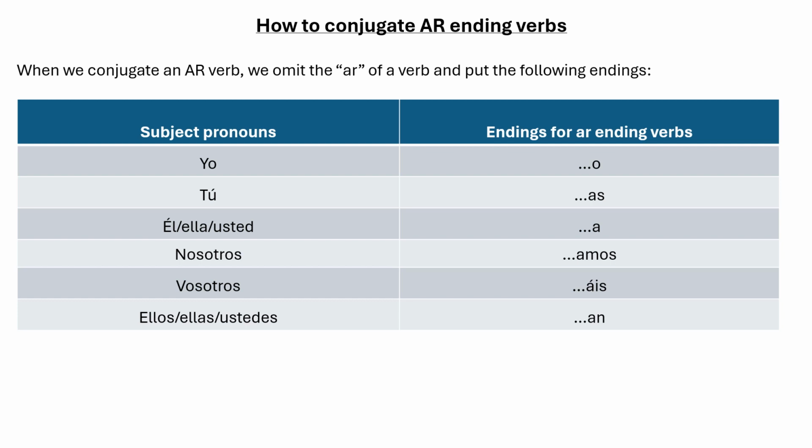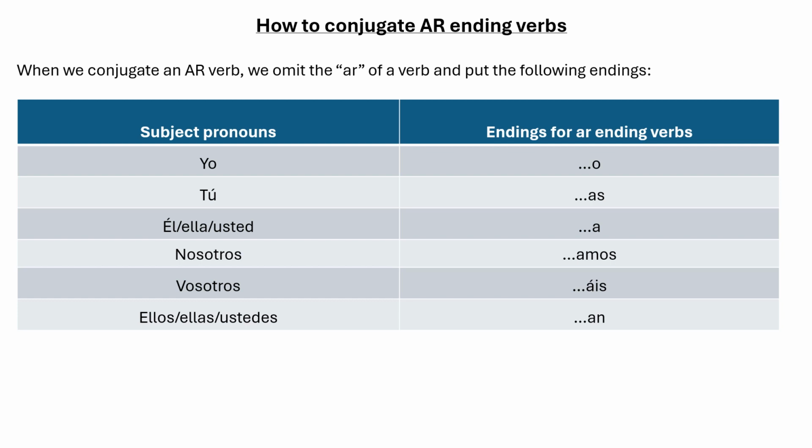For tú, we will write AS. For él, ella, usted, we write an A. For nosotros, we will write AMOS. For vosotros, we will write AIS, and we won't forget the accent. Then finally, for ellos, ellas, ustedes, we will write AN. Now you might be thinking, isn't this kind of confusing? Well, don't worry. When we go to the next screen, you will understand what I'm talking about.